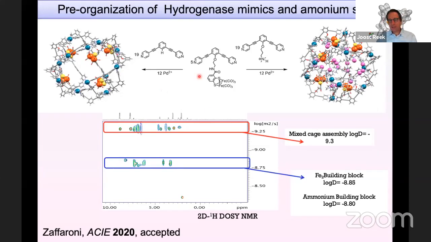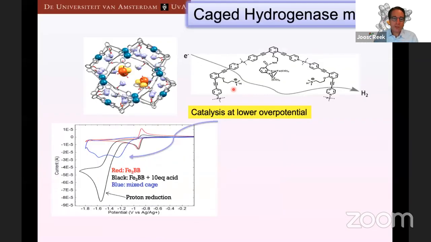And we characterized these systems completely, including with DOSY. And then we can study the effect of encapsulation, and we can study the effect of encapsulation and pre-organization of the substrate that you want to reduce. So here you can see the electrograms where we have pre-organized the acid substrate and the catalyst in the cage. So I will explain the electrograms.